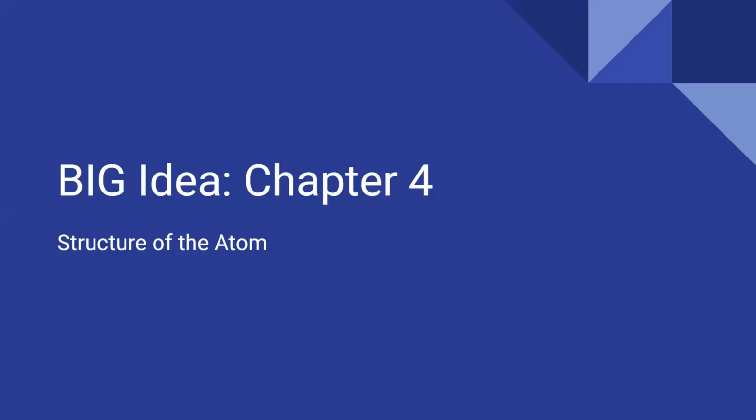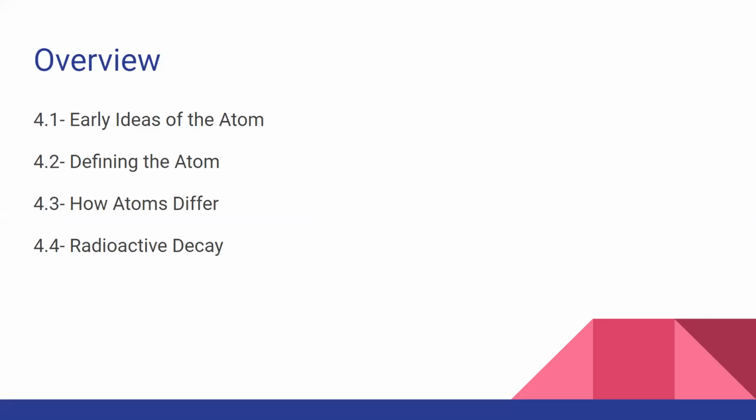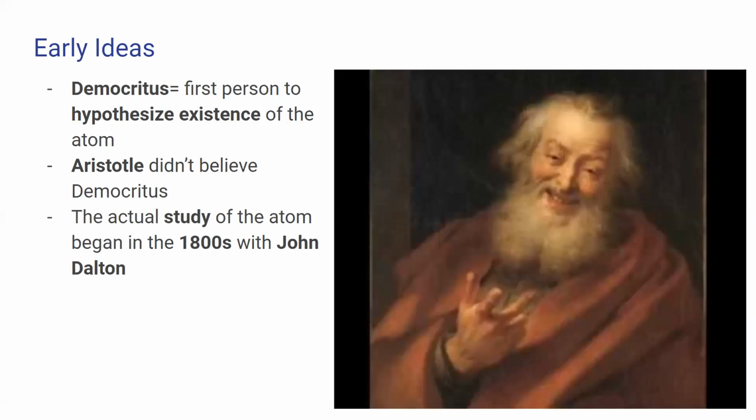Okay, today we are going over the structure of the atom in chapter 4. So the overview is early ideas of the atom, defining the atom, how atoms differ, and radioactive decay. So, earliest idea was proposed by Democritus. He was the first person to do it, but Aristotle didn't believe him. Turns out he was actually right.